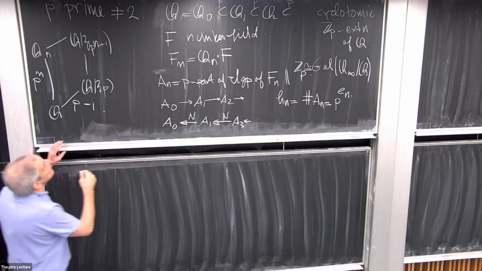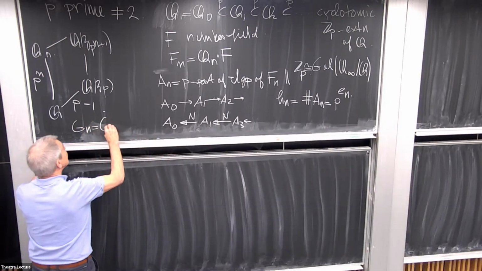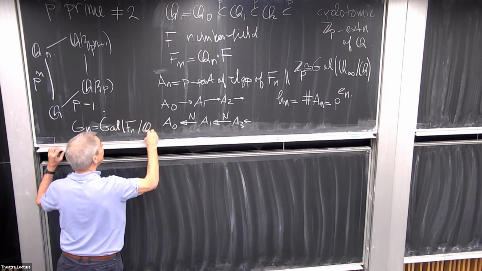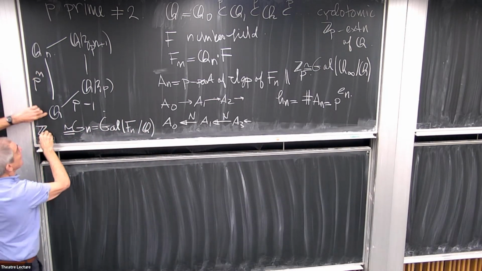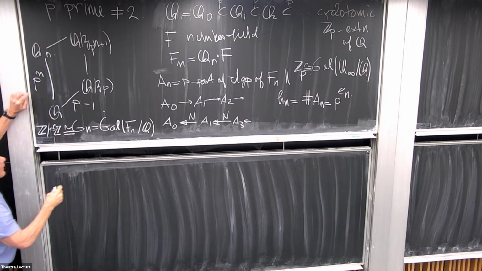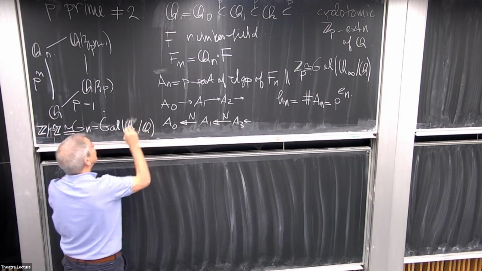Before I forget, let me introduce G_n. I hope you will remember this when I use it. It is the Galois group of F_n over F. So this is a cyclic group of p^n elements. It is the Galois group of this extension. You mean Q_n? That is what I mean.